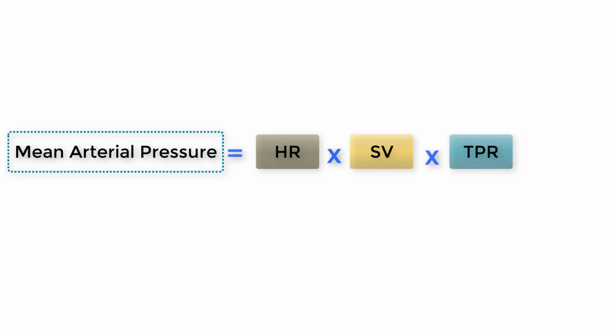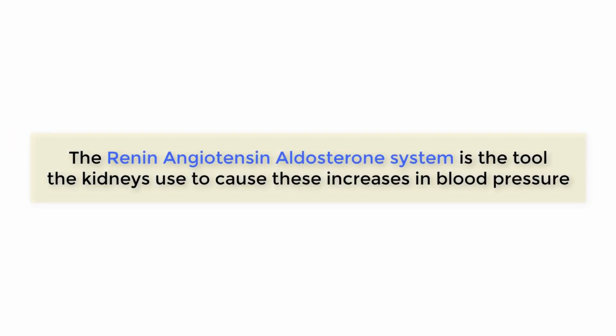through vasoconstriction. The renin-angiotensin-aldosterone system is the tool the kidneys use to cause these increases in blood pressure.